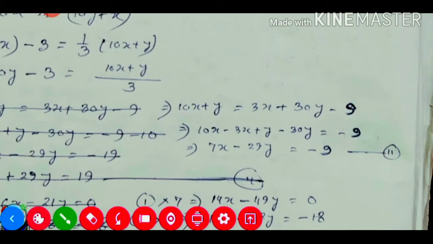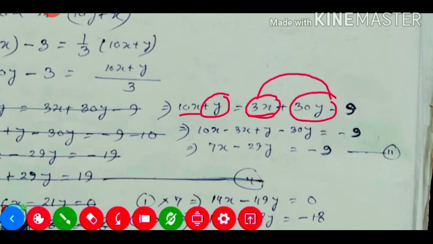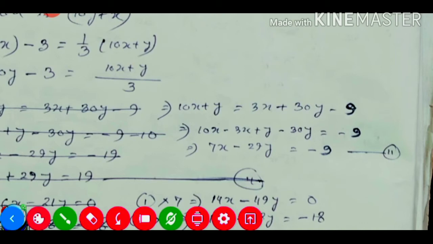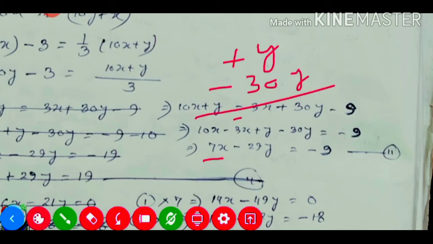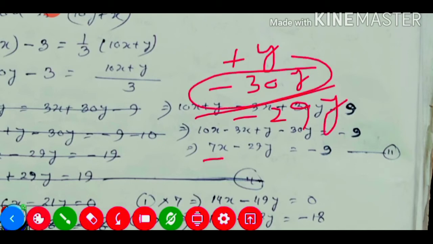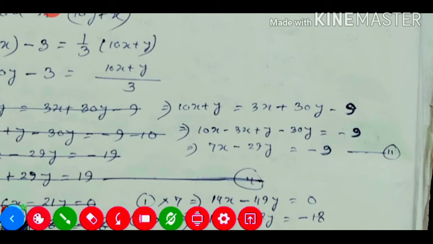Now all like terms on the same side, that means in the same way we will write this one. So here we are given 10x on our left hand side and the right hand side is 3x. So this 3x will shift to the left hand side, so it will be minus 3x. Then plus y, and on the right hand side it is minus 30y, so minus 30y will shift to the left hand side, so it will be minus 30y is equal to minus 9. So 10x minus 3x will be 7x, and plus y minus 30y will be minus 29y, because the big number is minus, so it will be minus 30 minus 1, 29, so minus 29y and minus 9. So this will be our equation number 2.